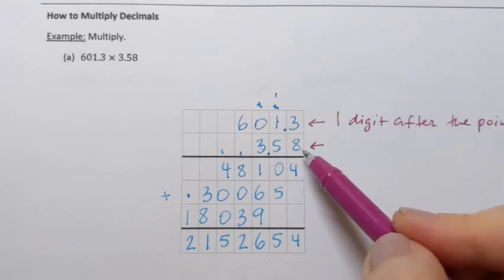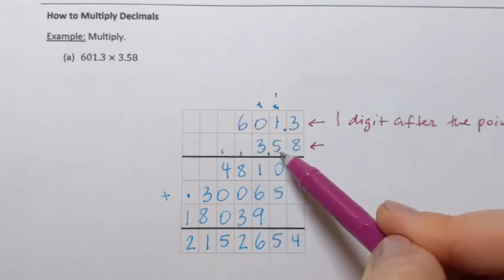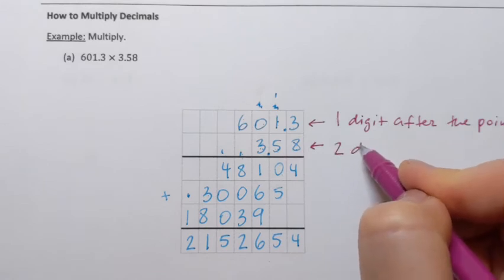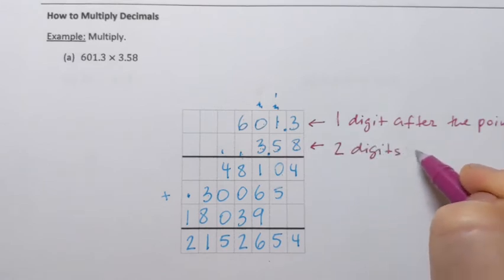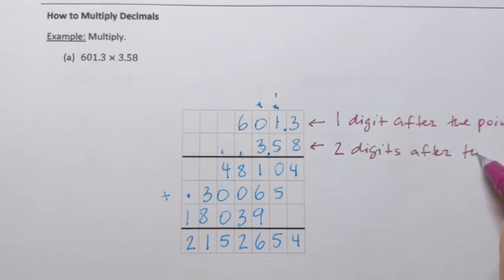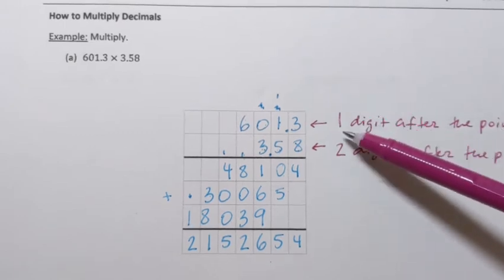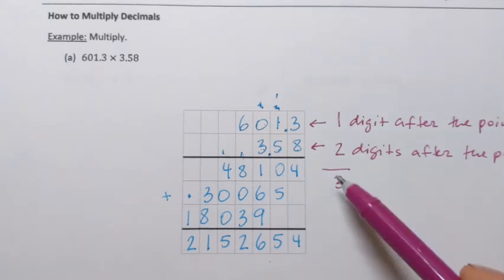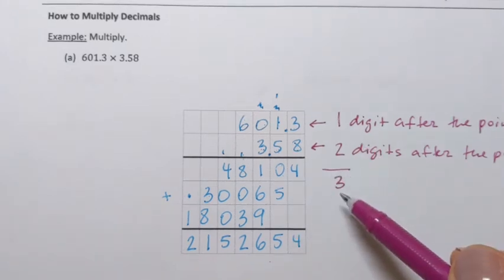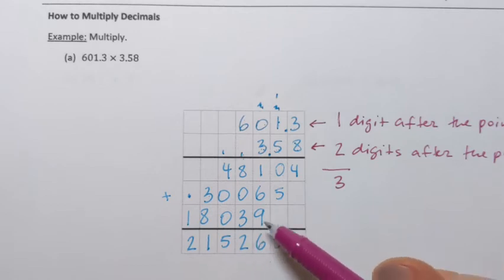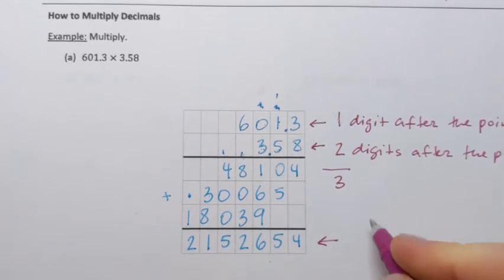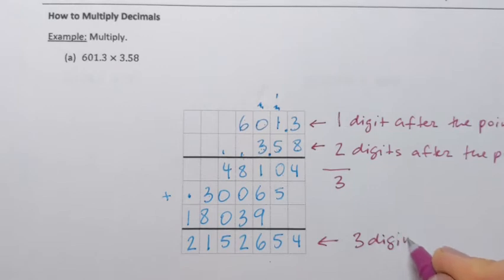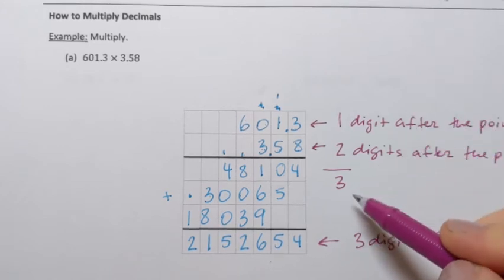Okay, how many digits do I have here after the point? 2 digits after the point. Well, what we do, we add those two numbers. 1 plus 2 gives me 3. And that means that in the answer, I should have 3 digits after the decimal point. After the point, and that's where I got this number.